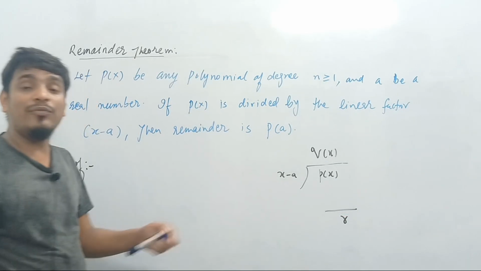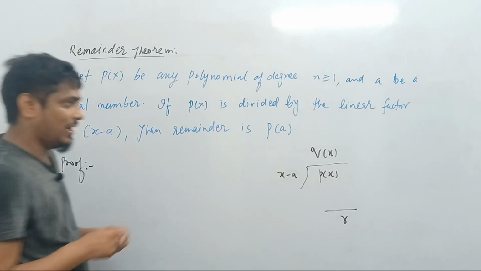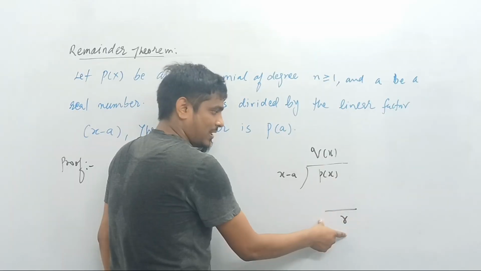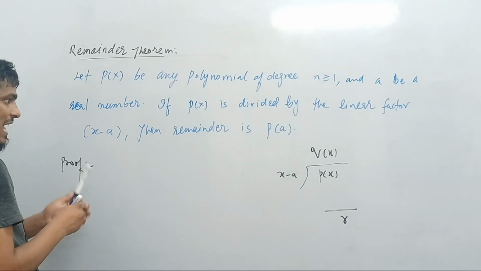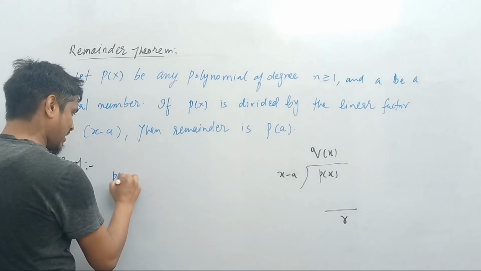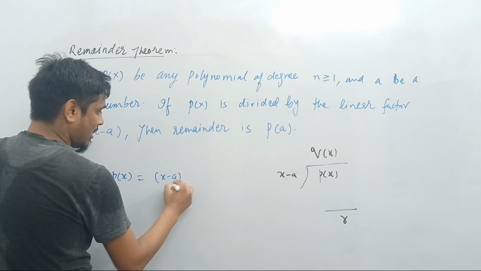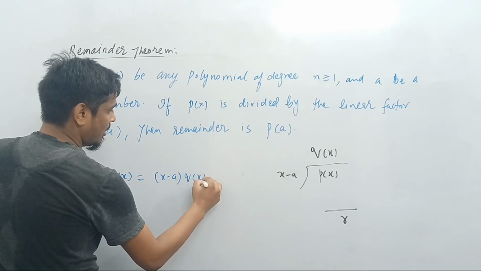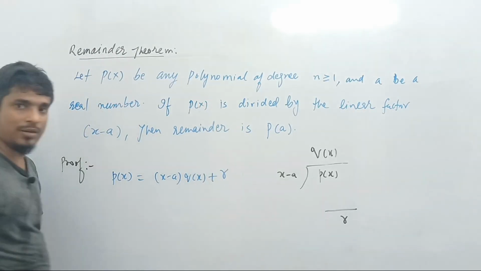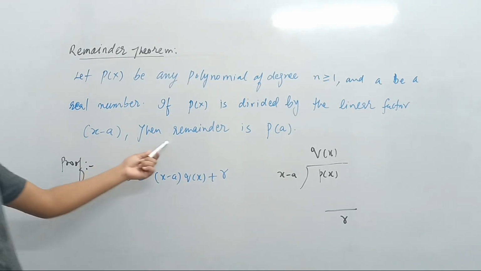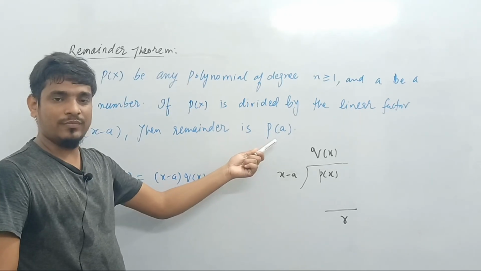Now with the help of the division lemma, the dividend can be written as the product of divisor and quotient plus remainder. So we can write this as p(x) is equal to (x minus a) times q(x) plus r, where r is the remainder, right? Our aim is to find the remainder, which is p(a), right?